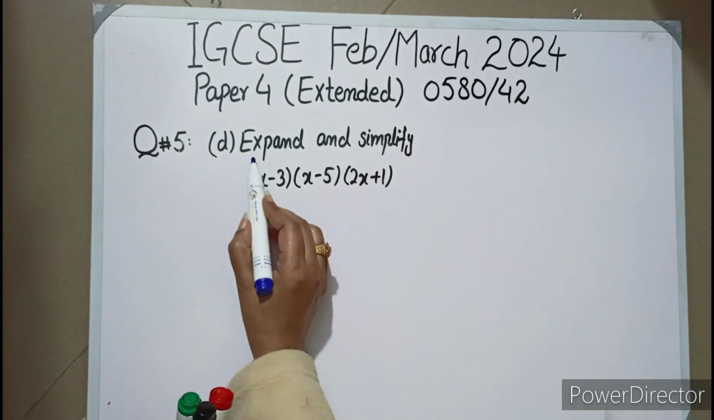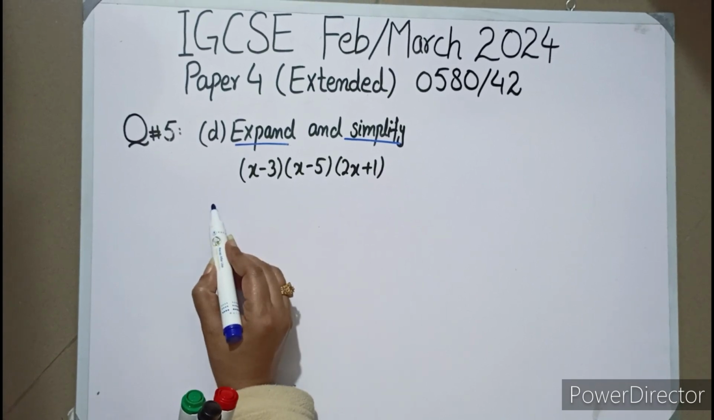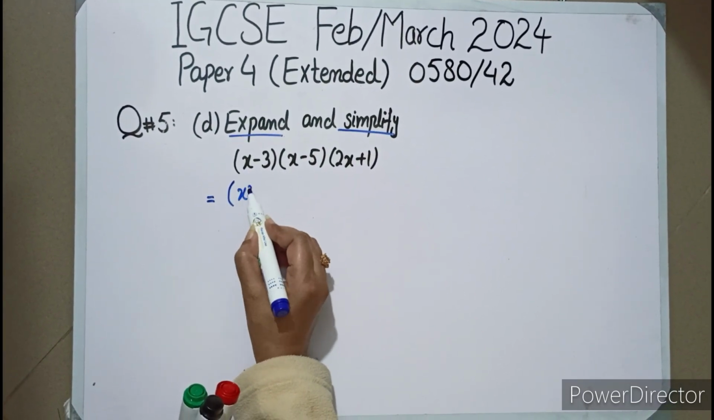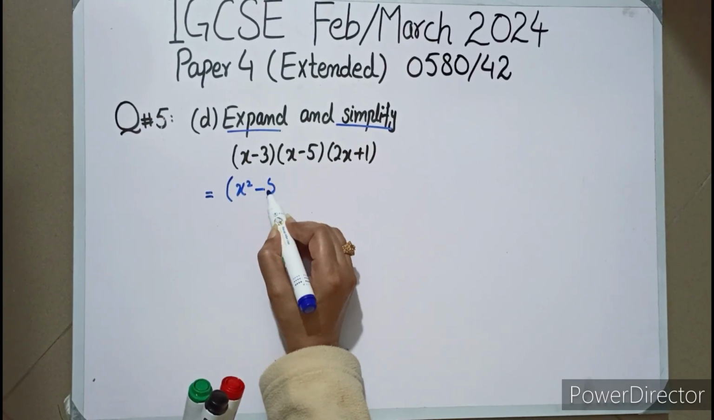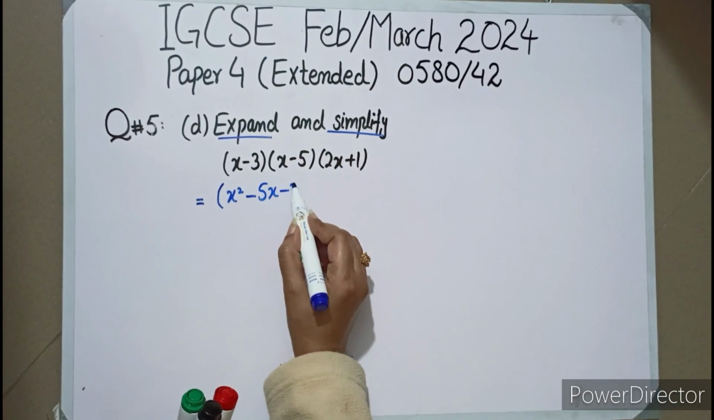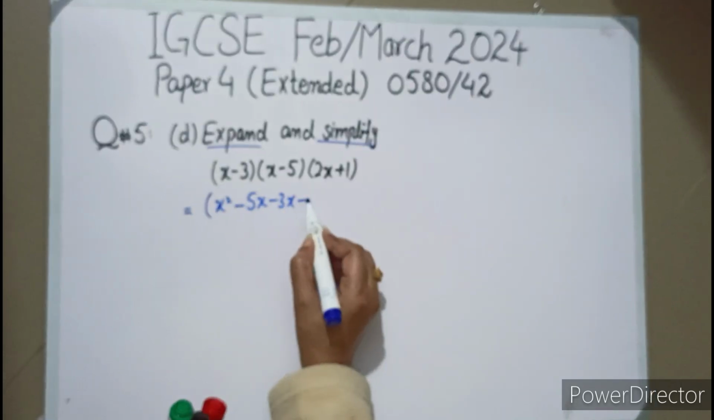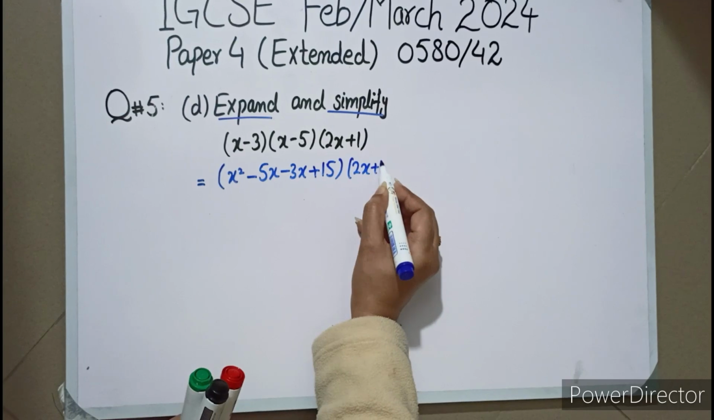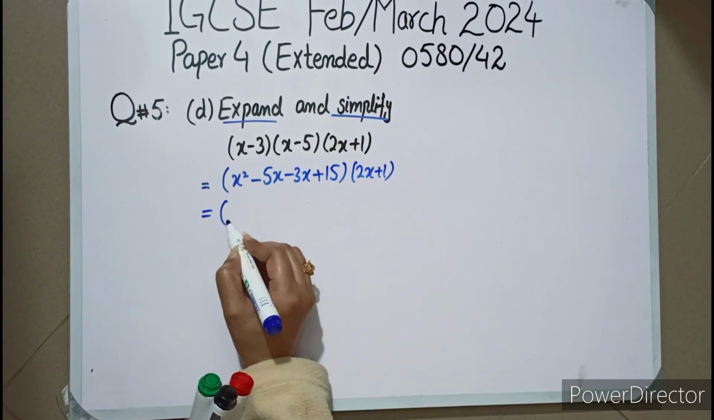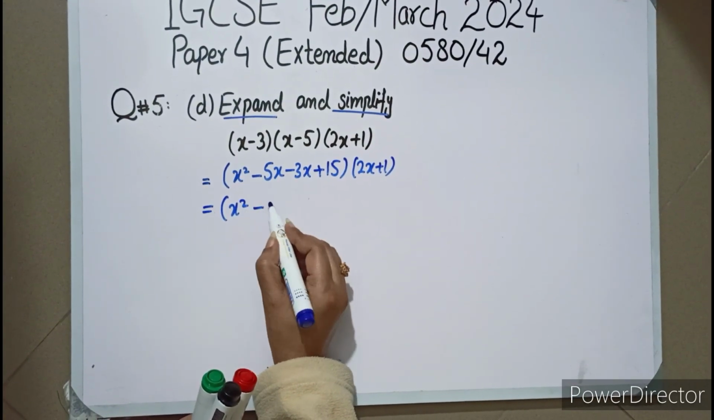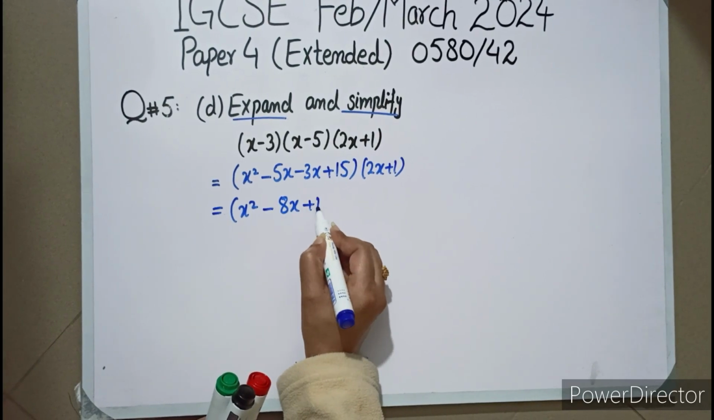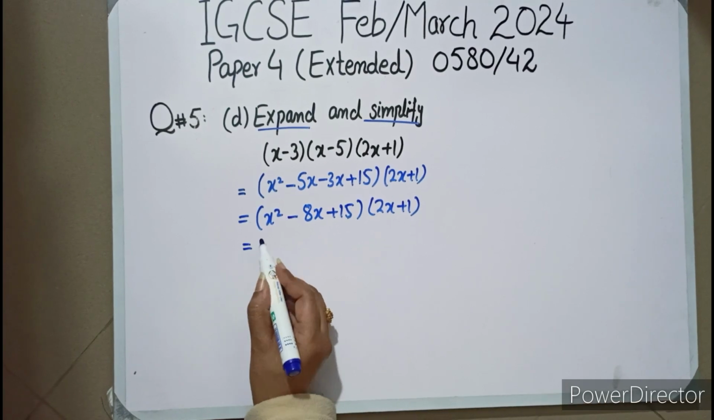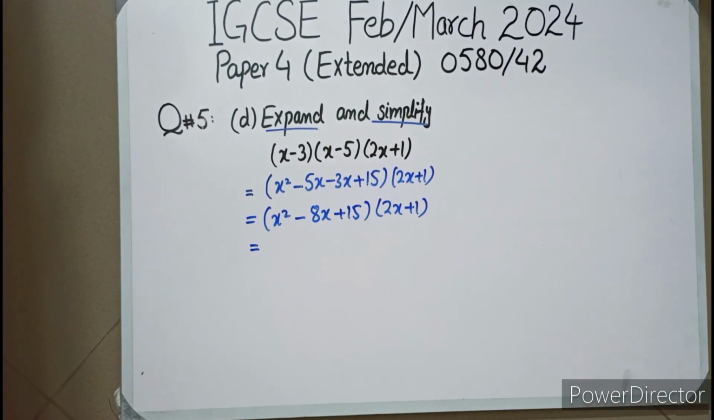Part D says expand and simplify this expression. We will multiply these two brackets first. x with x will give you x squared. 5 with x will be 5x. 3 with x will be 3x. Minus minus will be plus. 5 times 3 is 15. Times 2x plus 1. Simplify this one. x squared minus 5x and 3x will be 8x plus 15. Times 2x plus 1. Now you have to multiply x squared with this 2x.